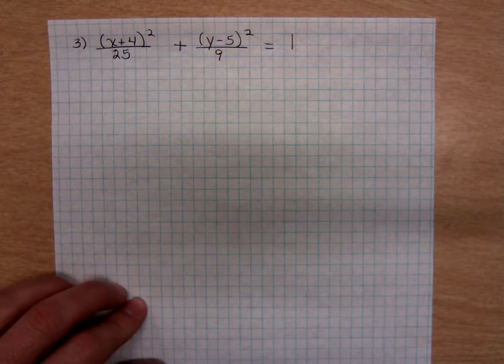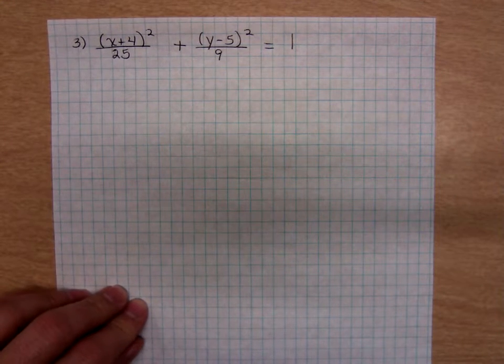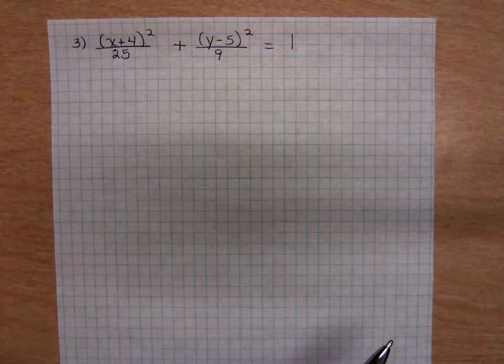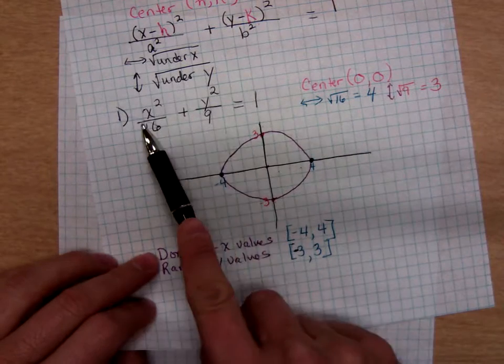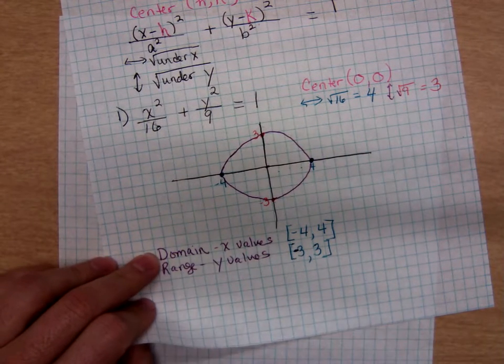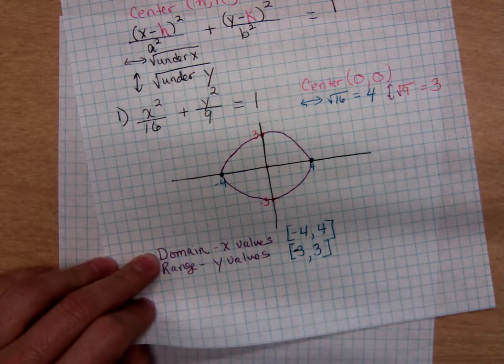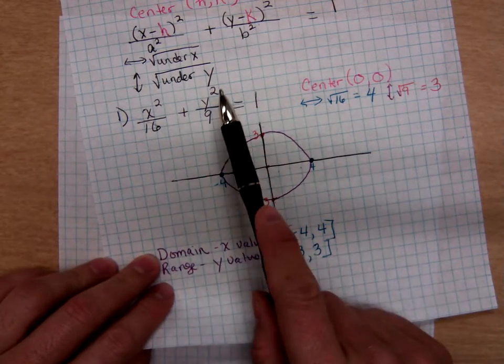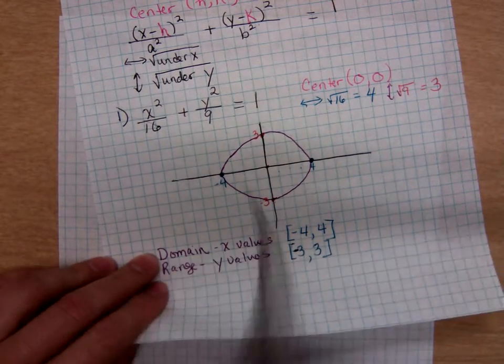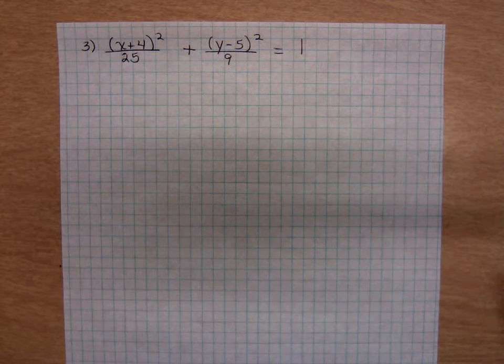Well, this one's not centered at 0, 0, and you should be able to spot that easily because there are parentheses up on top. Problem number 1 didn't have any parentheses, but problem 3 sure does. So let's write out the center.